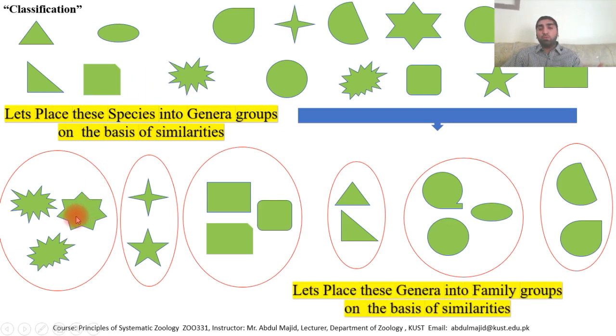For example, if you want to classify them again on the basis of certain more similarities, if you want to place them again into another group, if you want to reduce the number, so let's place these genera. So for example, if we consider these as genera, consider these as species, and then we consider these as genera. So on the basis of similarities among them, we will place them into another group, which is known as family. So let's divide them again on the basis of their similarities.